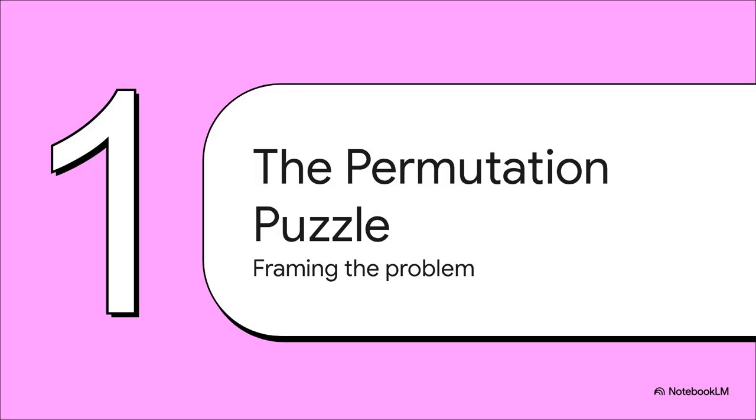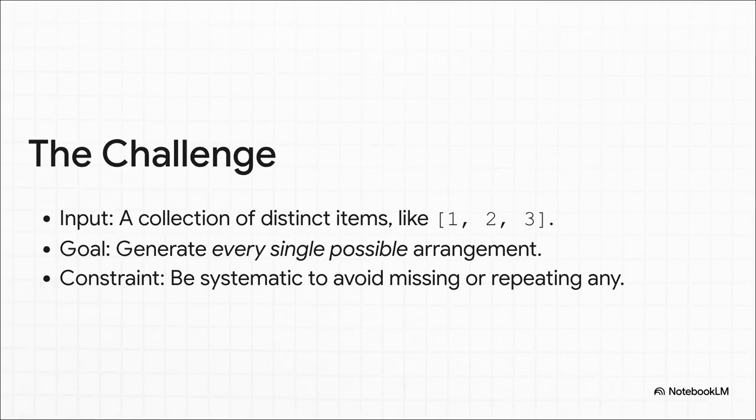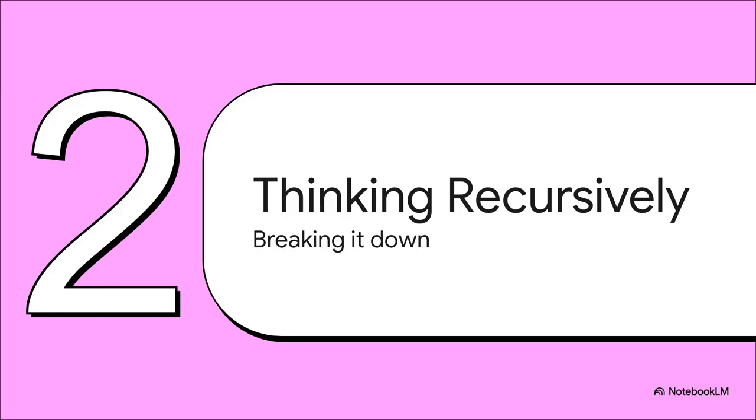Okay, so let's officially lay out what we're dealing with here. Let's call it the permutation puzzle. So here's the challenge, plain and simple. We get an input, a collection of unique things, like our list of numbers. Our goal: to generate every single possible ordering of those items. And the most important rule of the game is that our process has to be absolutely foolproof. We can't miss any, and we can't accidentally create the same one twice. So how on earth do we build a foolproof system for this?